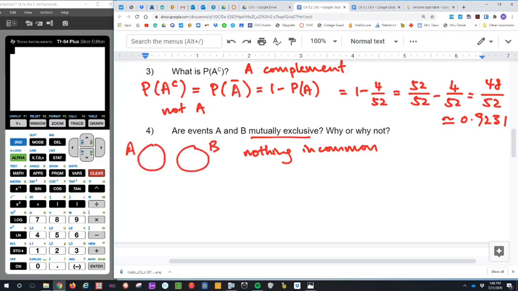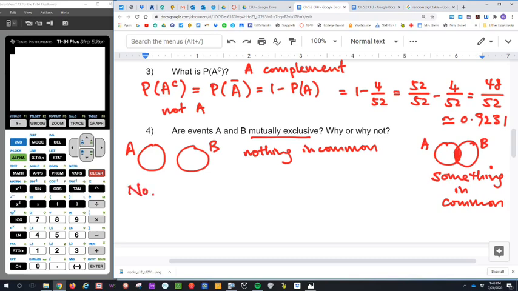So that's how it looks. With event A and event B, there is no overlap. When there is an overlap, it looks like this. Events A and B have something in common, and the shaded part in the middle is what is common to both A and B. So the answer is no, events A and B are not mutually exclusive.